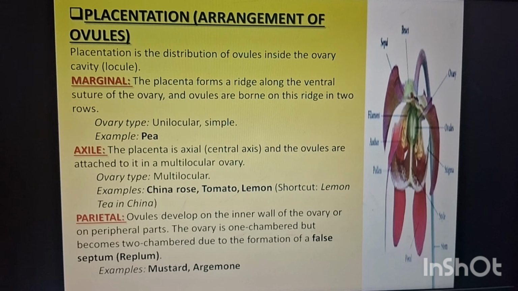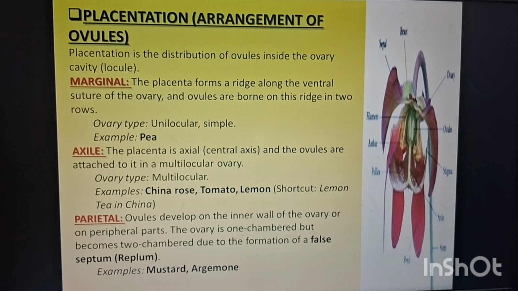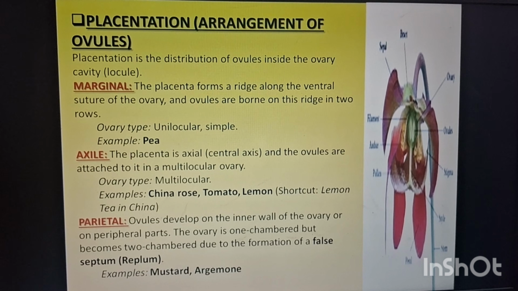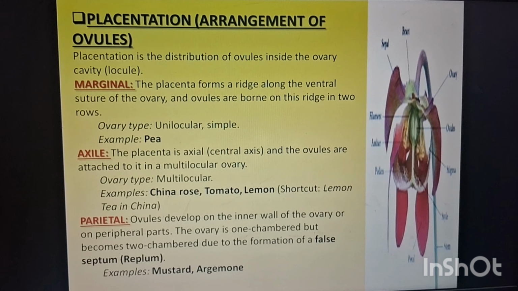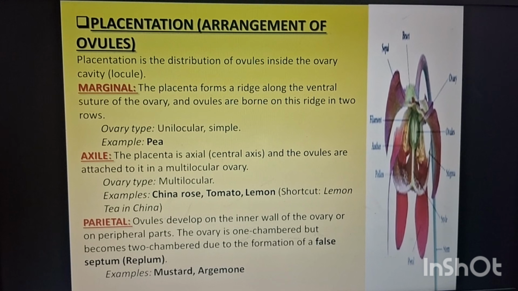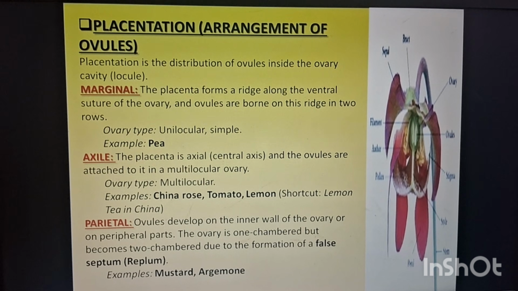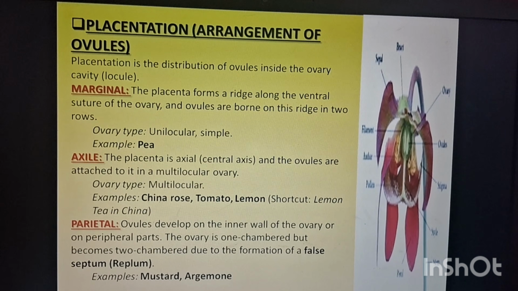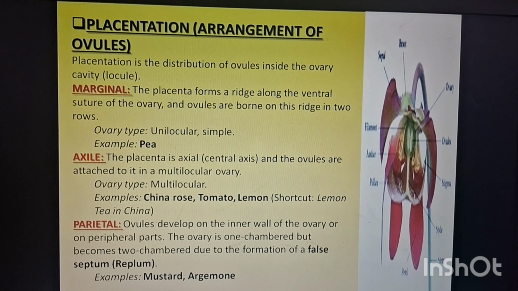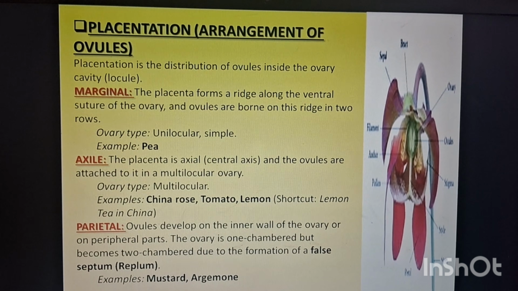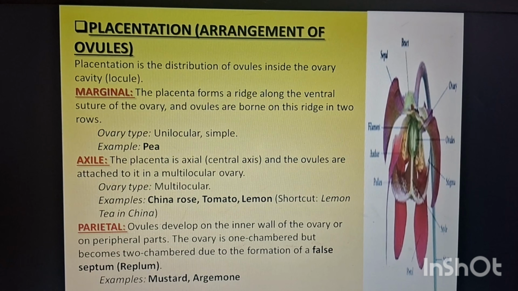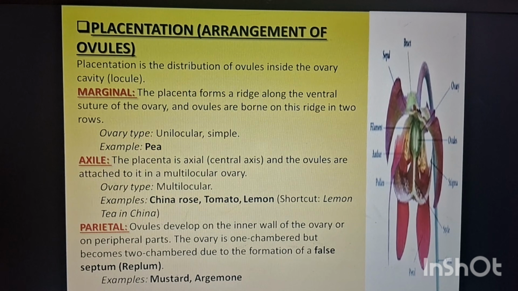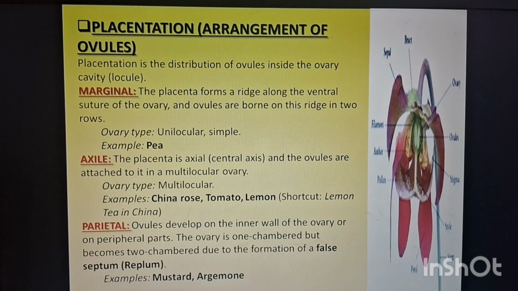Example pea. Next type is axial. The placenta is axial, that is the central axis, and the ovules are attached to it in a multilocular ovary. Ovary type is multilocular. Example China rose, tomato, lemon, etc. Next, parietal type. Ovules develop on the inner wall of the ovary or on peripheral parts. The ovary is one-chambered but becomes two-chambered due to the formation of a false septum.